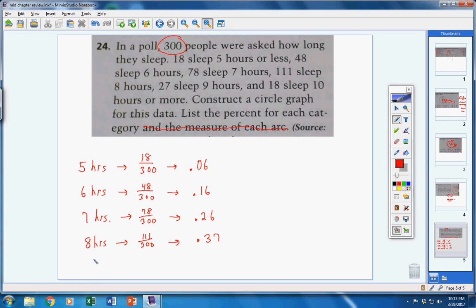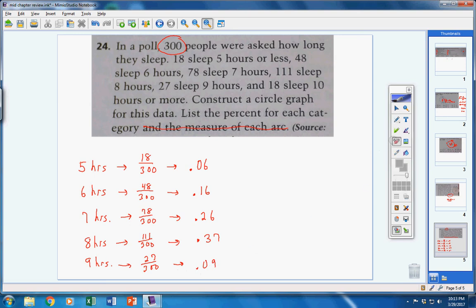27 people need 9 hours sleep. That would be nice, wouldn't it? 9 hours sleep per night, 27 over 300 would give you 0.09.